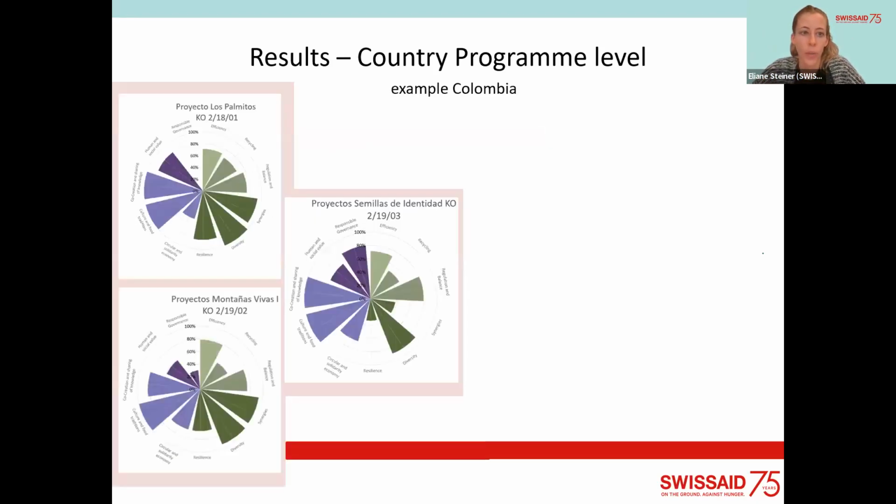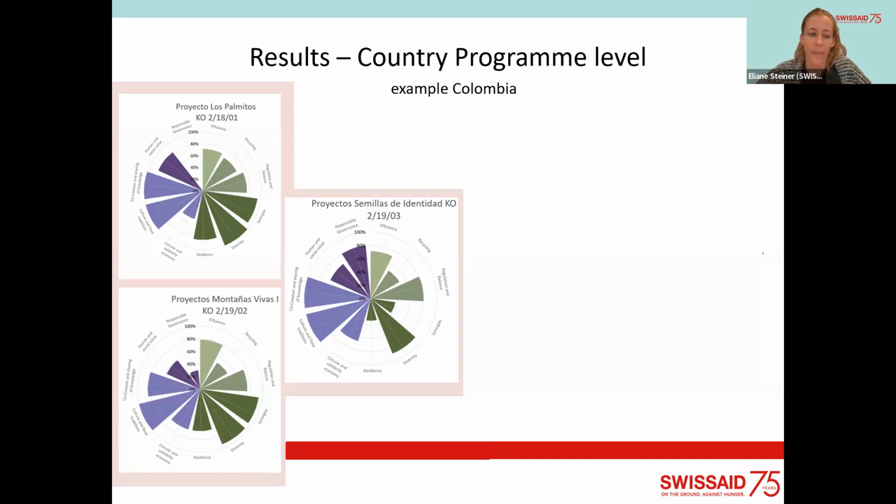Now I'm going to show you the results from Colombia as an example. Here you see the 3 projects we analyzed in Colombia. On the left are 2 projects that are more focused on farm level. You can also see that the green elements, which are Gliessman's levels 1, 2, 3, generally score better than the purple. So it's actually a reflection of the intention of the design.